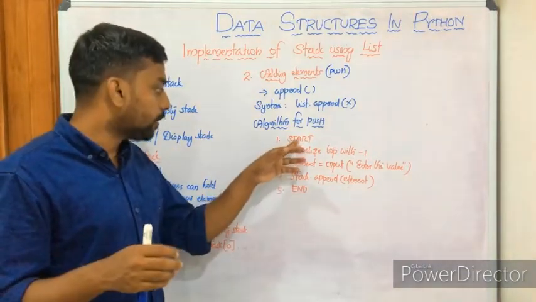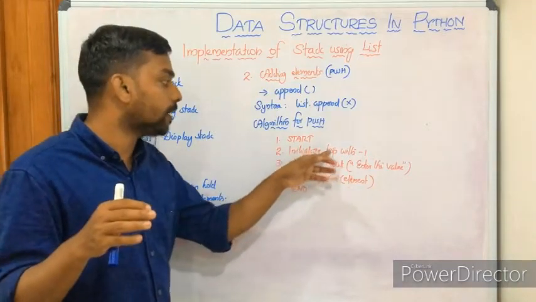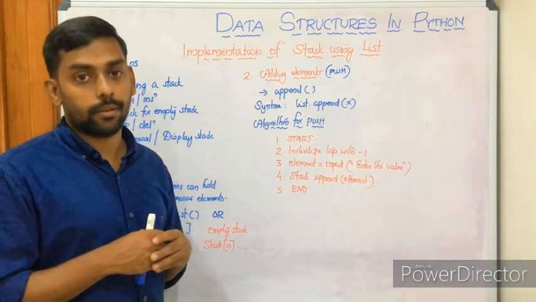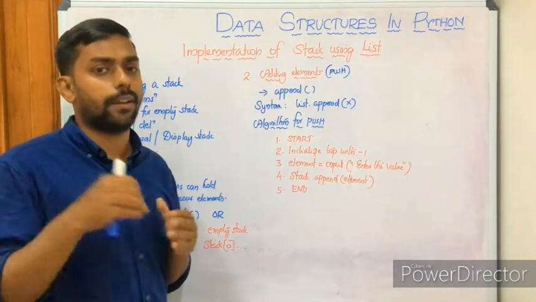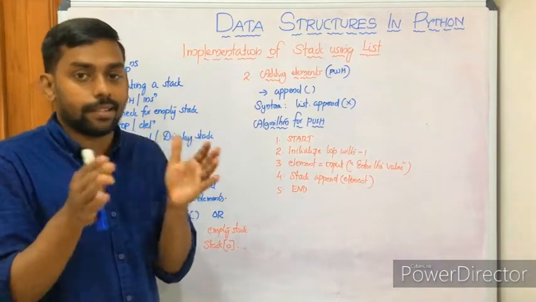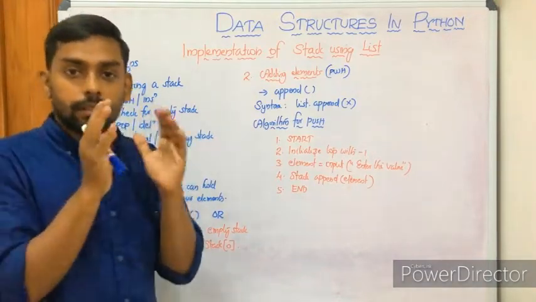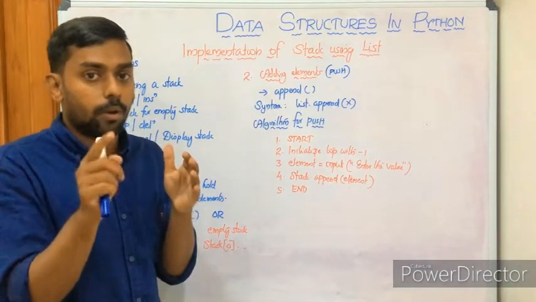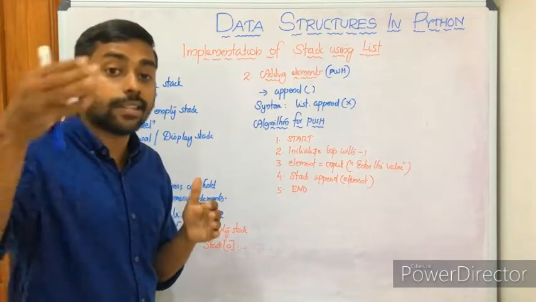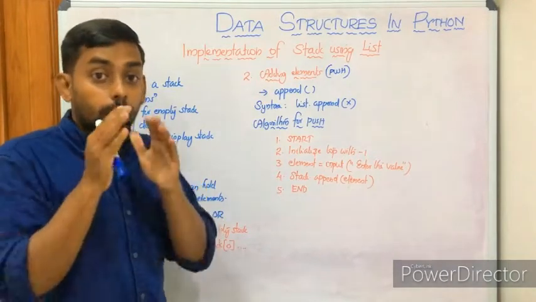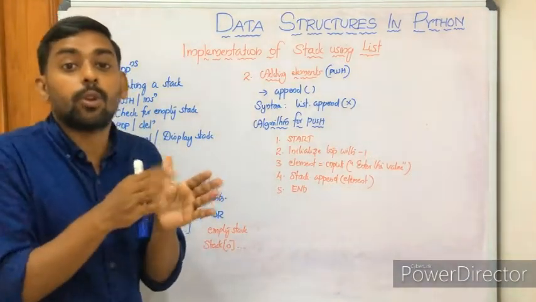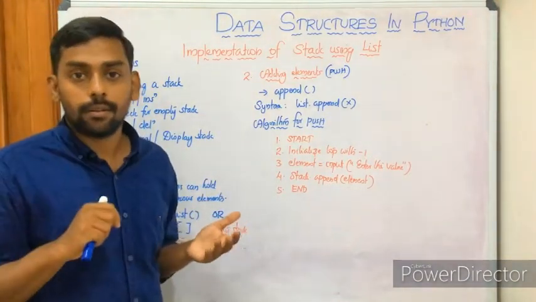We are starting with start, then initialize top with -1. You know why we are setting it with -1? Because suppose, you know the indices 0, 1, 2, 3. Suppose at present the stack has only one element, which is at 0. For the next push operation, you have to increment the value of the index to 1. How can you make 0 to 1? By incrementing by 1, right?